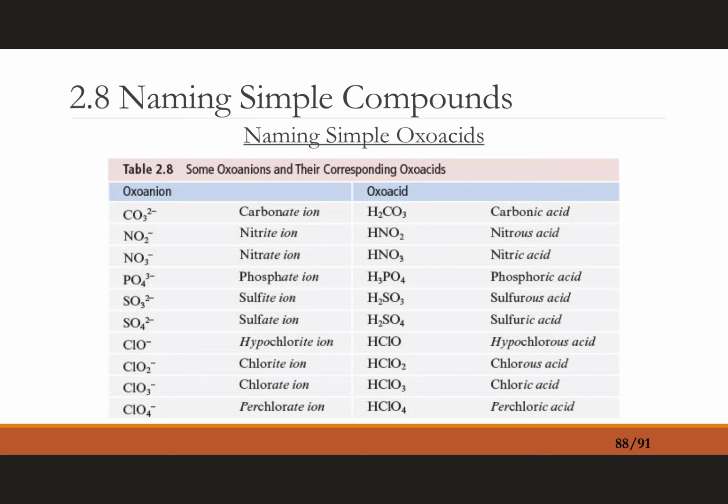So we have the carbonate ion would be carbonic acid. NO2 minus is nitrite, so it would be nitrous acid. NO3 minus is the nitrate ion, so that's nitric acid. PO4 3 minus gives phosphoric acid. SO3 2 minus is sulfurous acid. SO4 2 minus is sulfuric acid. And then we have HClO, HClO2, HClO3, HClO4 in their names.